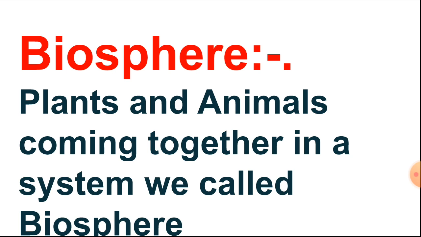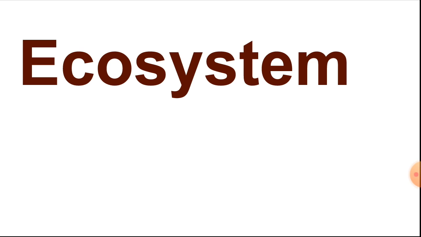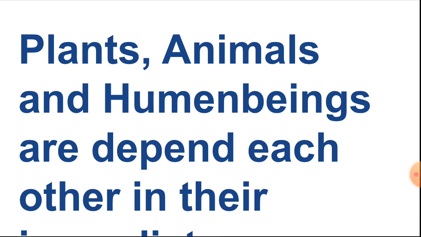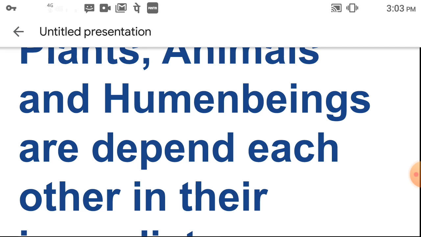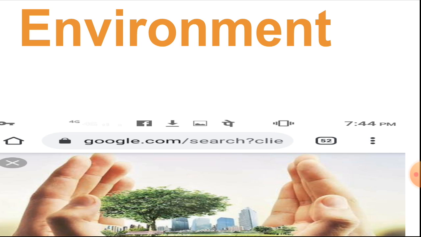Clear? Now the next one. You can see one picture in your textbook, with several different types of animals located in a particular place. This is called an ecosystem. What is an ecosystem? Plants, animals, and human beings depend on each other in their immediate surroundings. Here we can see that environment protects human beings. It is our duty to protect our environment.